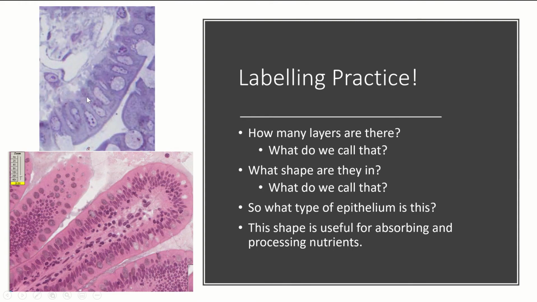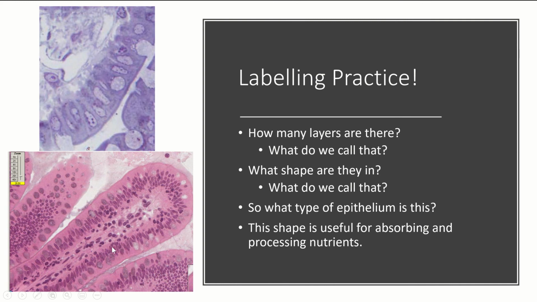Here are 2 examples. They're both the same type of epithelium. First, we're going to determine how many layers of epithelium there are. I'll tell you it starts here and ends here. If I go from the base to the top, there's only 1 nucleus. From the base to the top, 1 nucleus. So this layer of epithelium is only 1 cell thick.